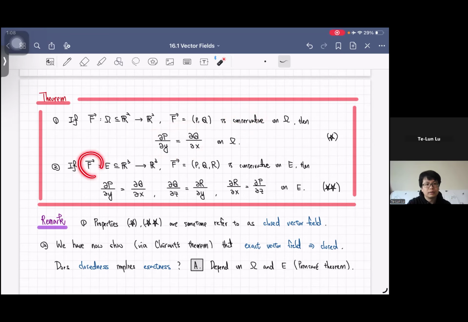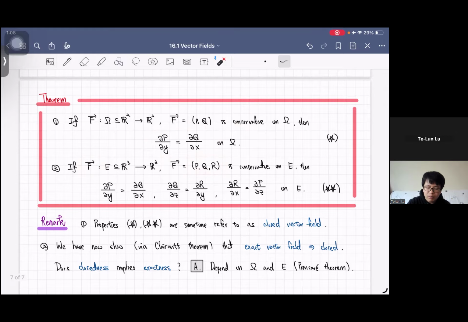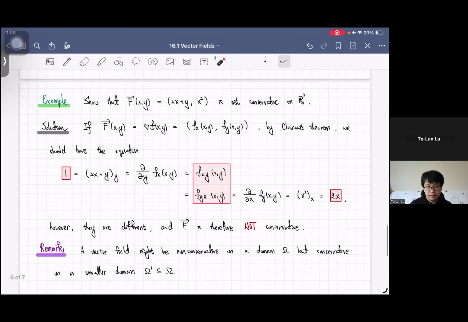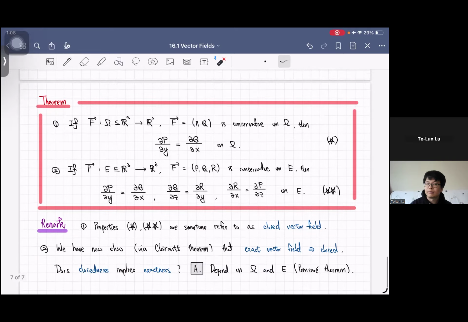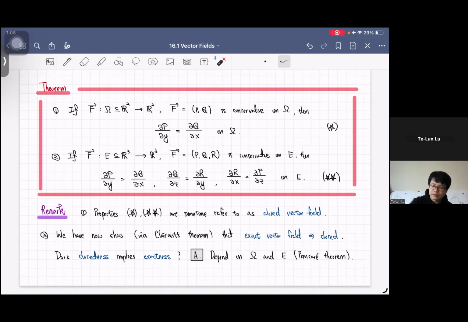Similarly, for a three-dimensional vector field, if (P, Q, R) is conservative, then P_y and Q_x must be the same just as before, and also Q_z and R_y must be the same. Similarly, R_x and P_z have to be the same. So this is a necessary condition showing that a conservative vector field possesses this property. For any vector field that does not have this property, for example this vector field, it must not be conservative. However, we are not sure whether this condition is sufficient.